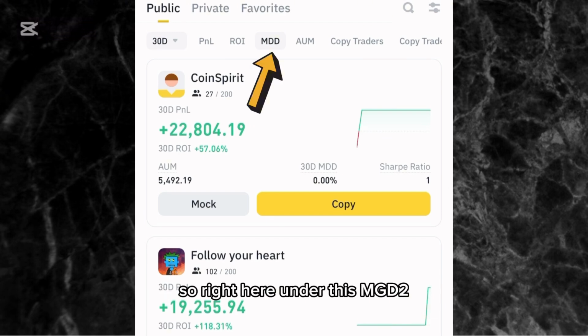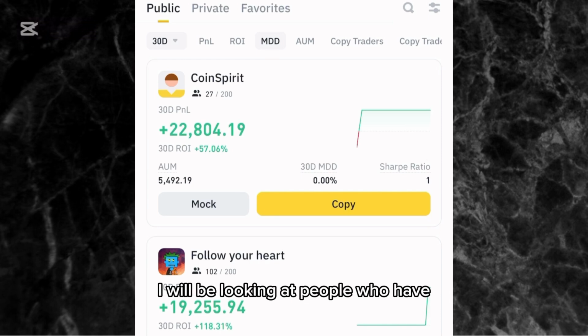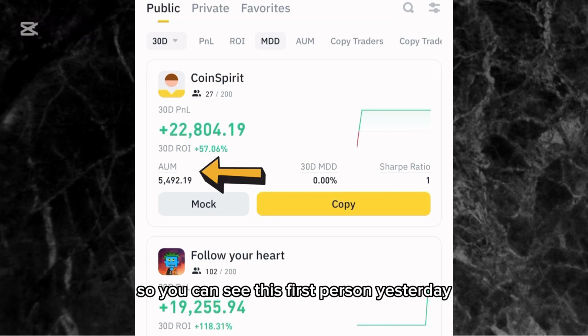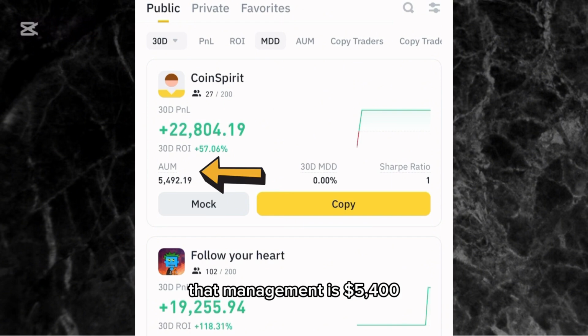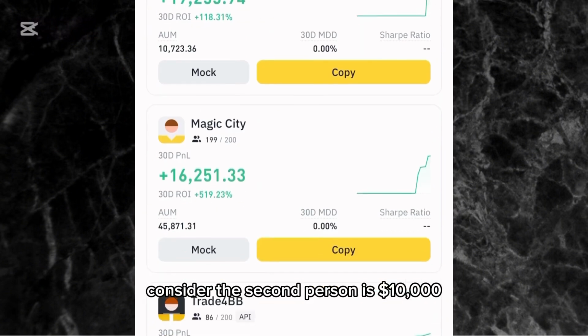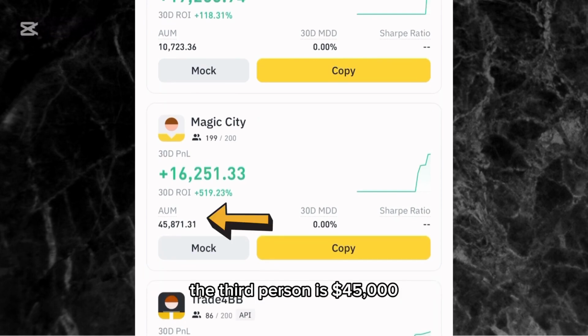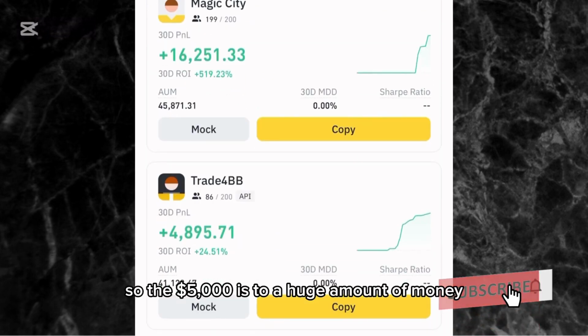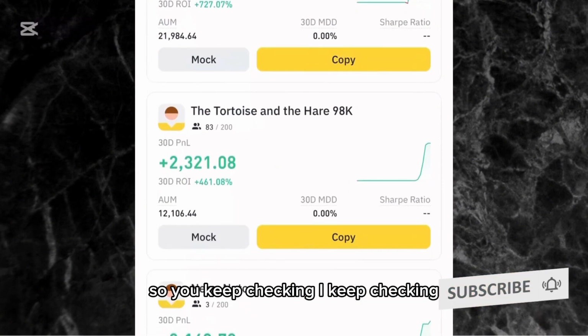So right here, under this MDD, I will not change it. It will be under MDD. I will be looking at people who have a huge amount of money under AUM. So you can see this first person, the asset under management is $5,400. That's quite small. You can see this second person is $10,000. The third person is $45,000. So $45,000 is still a huge amount of money. So you keep checking and keep checking.